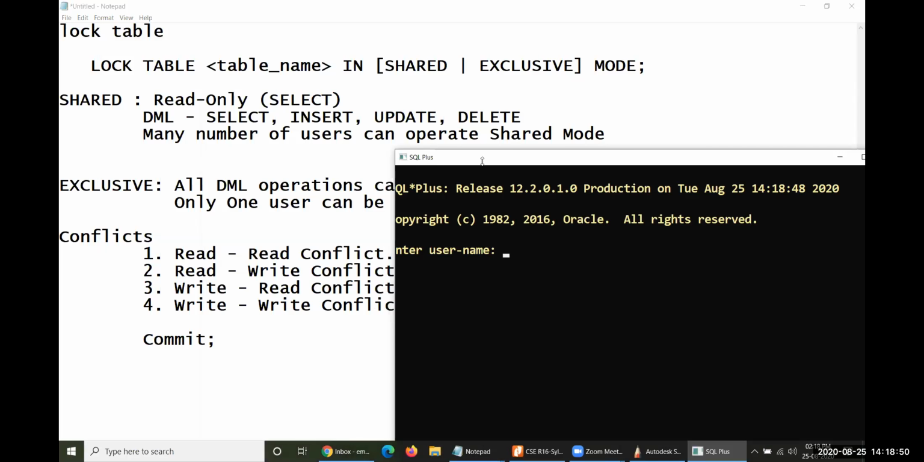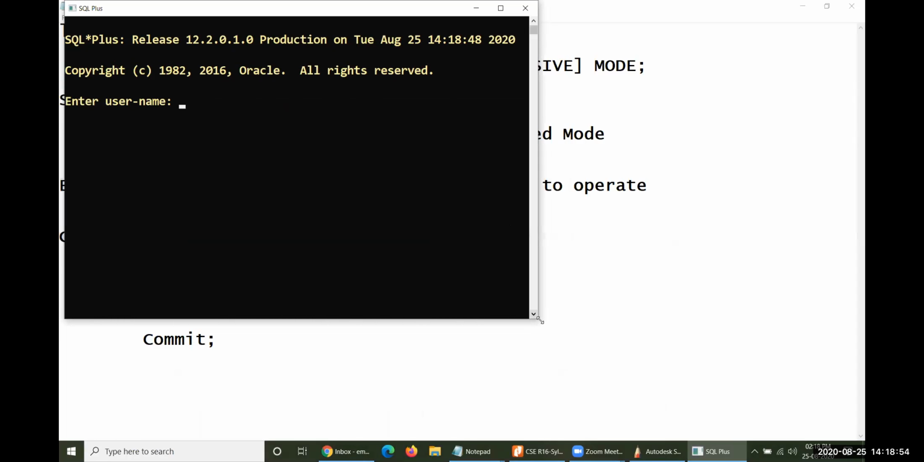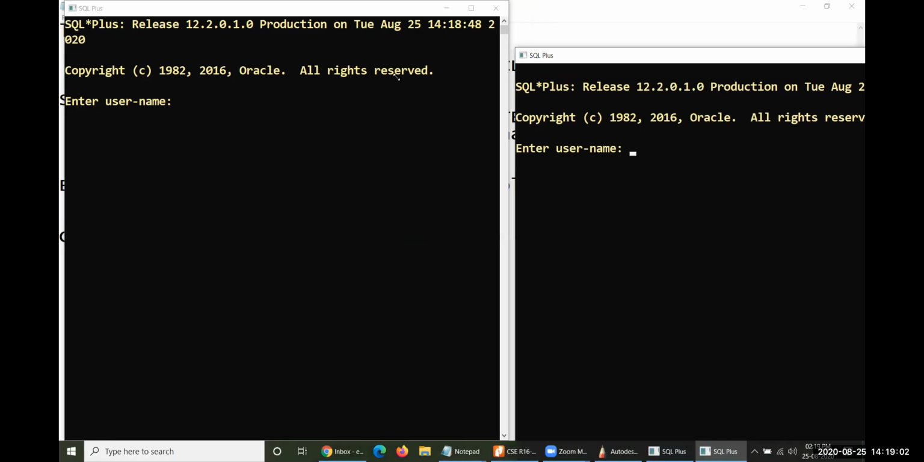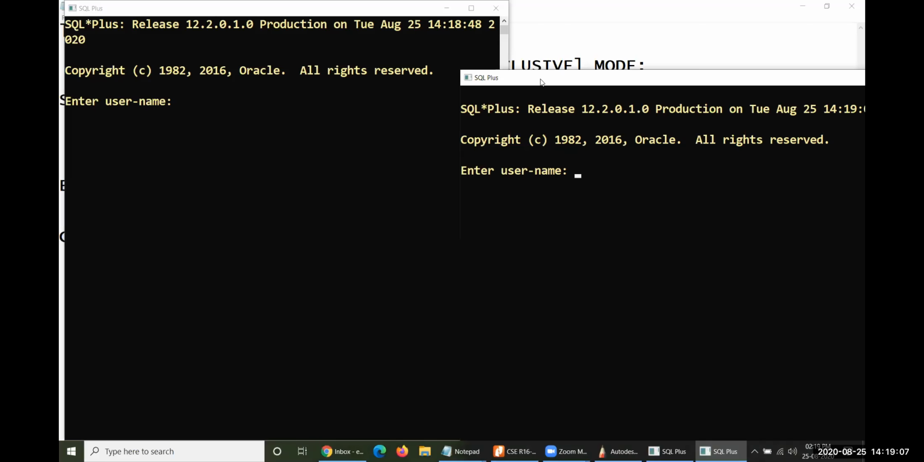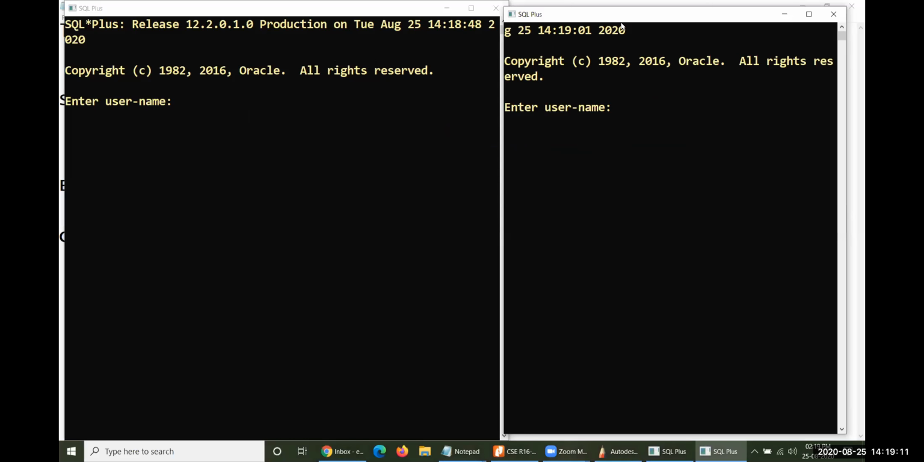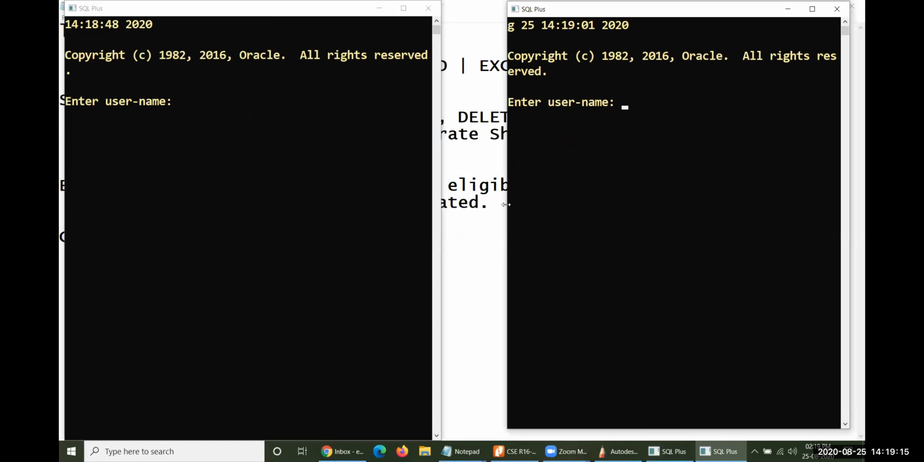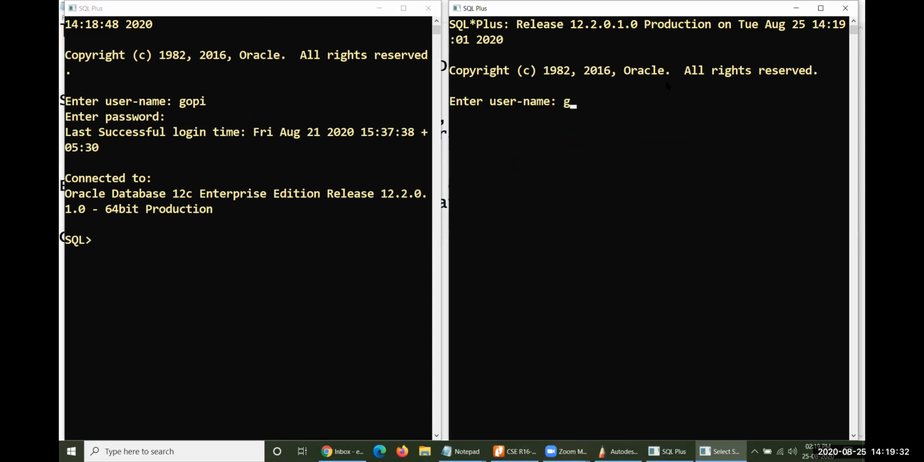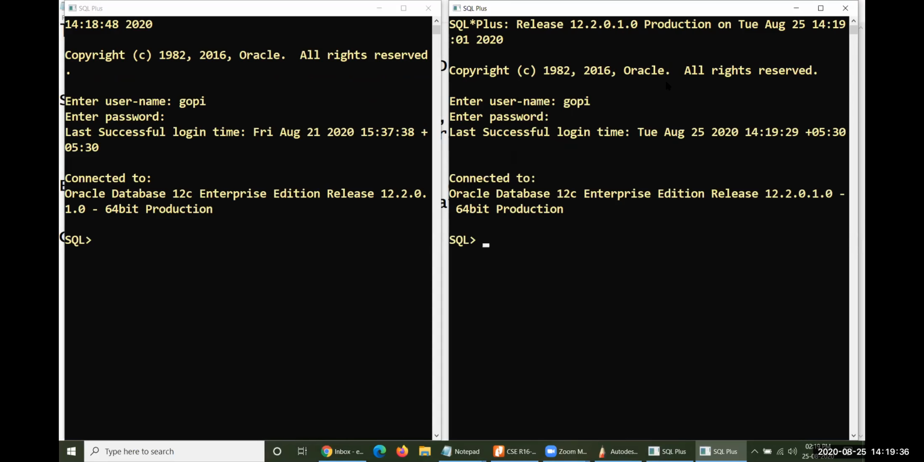Let me consider this is one particular user. Hope that everything is displayed to you. This is one particular user. And let me open one more user. So this is another user. Yes, I have arranged these two users. One user has connected with Gopi, and the second user is also connected with the same. Look at this. Show user shows Gopi. Here also show user shows Gopi. Both are connected with the same user here.